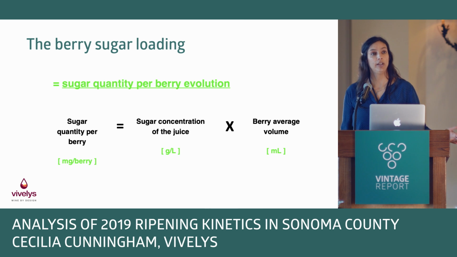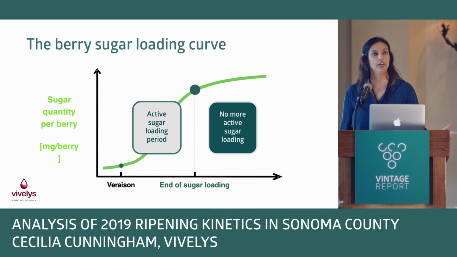The sugar quantity per berry that we will analyze once a week is going to give us a theoretical curve, that is going to start actively loading sugar for a period that can change depending on the conditions of the year. At a certain point, we're going to see a stop in the sugar synthesis. And after this, if we keep measuring a concentration of sugar in brix, in potential alcohol, in whatever unit we want to measure it, any increase in the brix is going to be due to changes in volume, concentration, and loss of water.